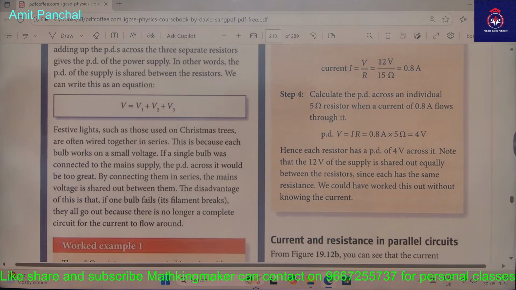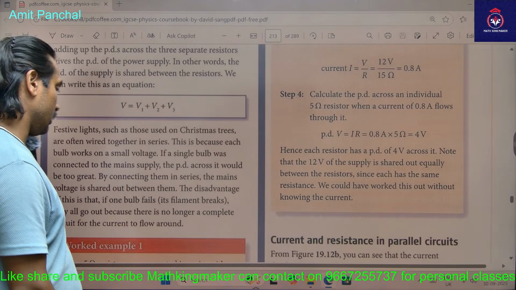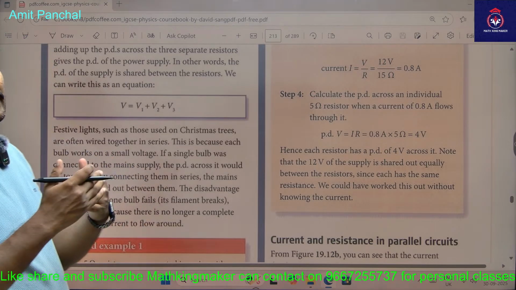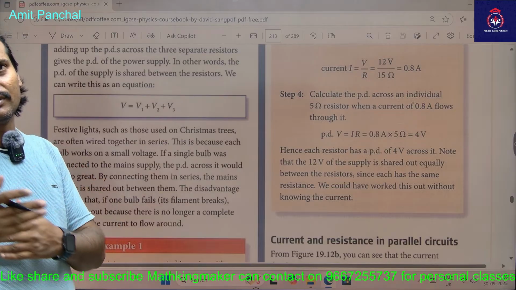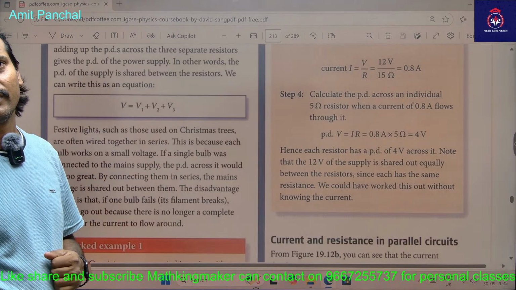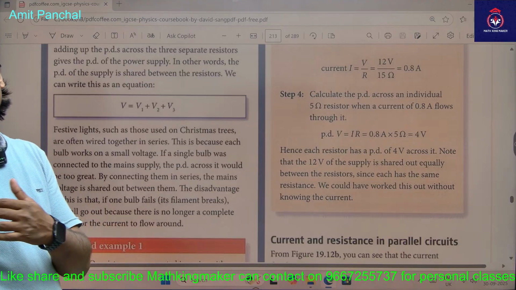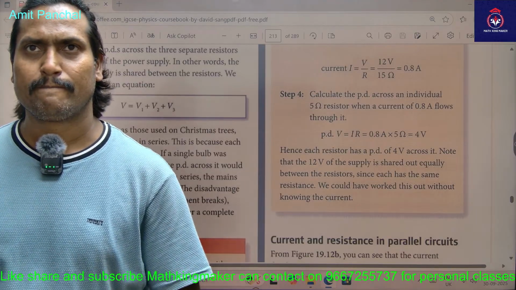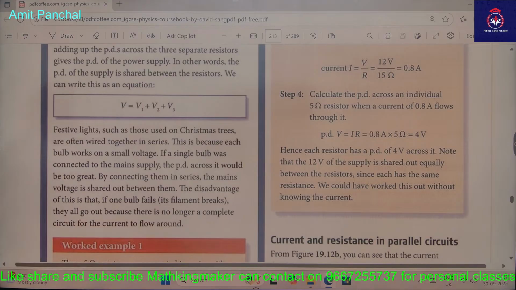So in festive lights, you can see that they are connected in series, isn't it? So if you are connecting 200 LEDs in series, what will happen? 240 volt will be divided among the LEDs. So that will be very low voltage consumed by each LED. So the mains voltage is shared out between them.